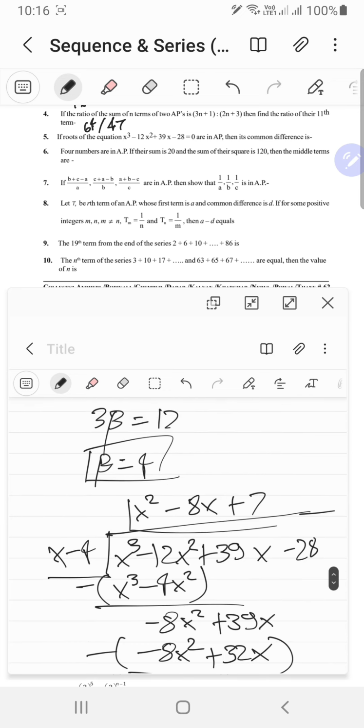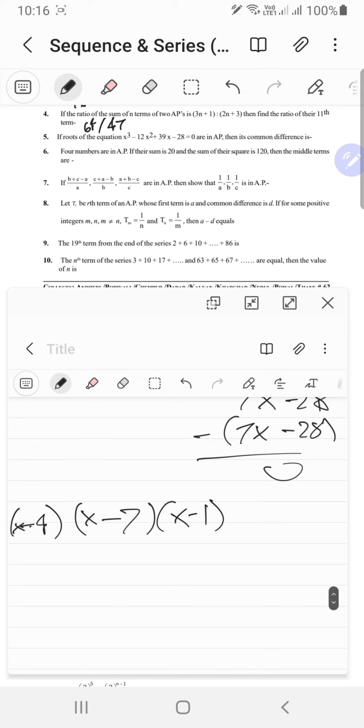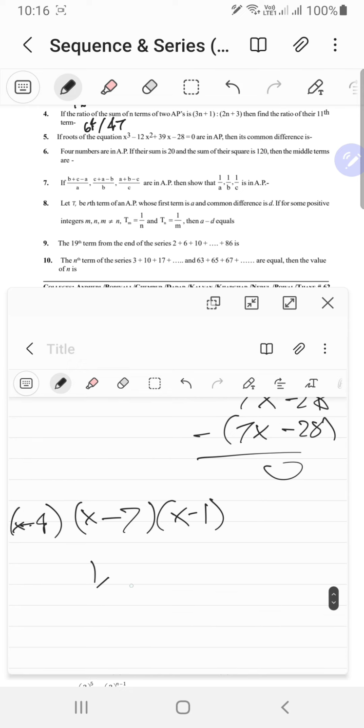So this is the quotient polynomial, which is just x minus 7 into x minus 1, right? So this whole polynomial was really just x minus 4 into x minus 7 into x minus 1. So alpha, beta, gamma are just 1, 4, 7. Okay, then their common difference is 3.